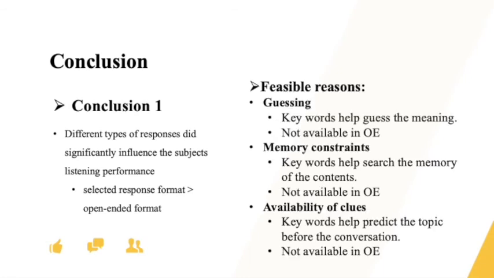The first one is, according to the keywords in MC and MCC, selections would help learners to guess the meaning of the answers. The second one is that the keywords would help learners to search their memory of the listening materials. Without the keywords, it would be harder to find out the specific information from the whole text. The third one is that the keywords would help learners to predict the topic before the conversation. As we all know, prediction could be an efficient way for learners to control the aim and the direction of the contents. This could not work in the open-ended response format because it does not provide extra information.